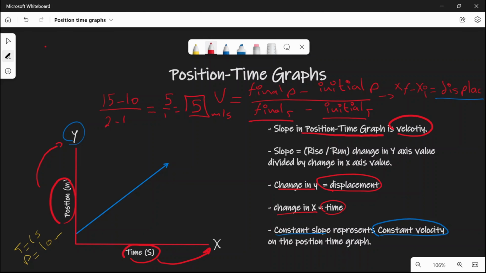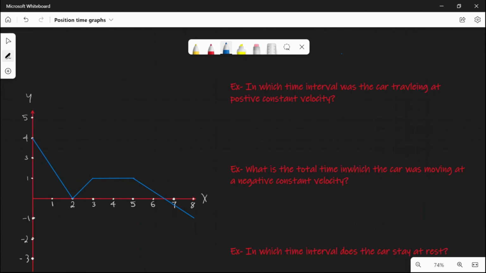What if we had a function that looks like that? It is a curve. In case we have a curve, that means the slope is changing. And if the slope is changing, that means we do not have a constant velocity. So in this case, we have an acceleration. Now let's get into some practice questions.